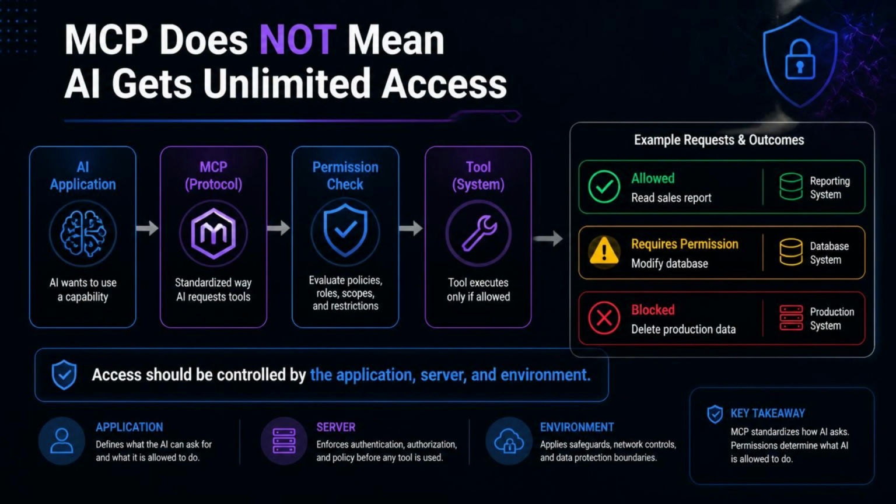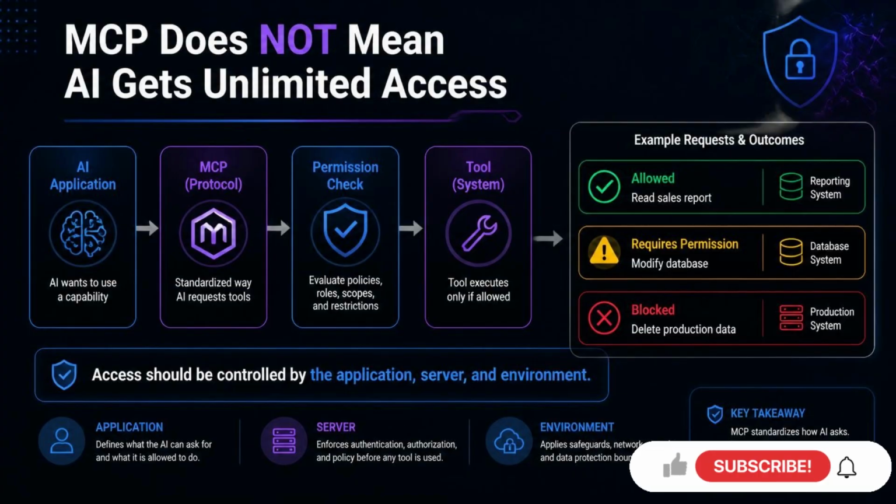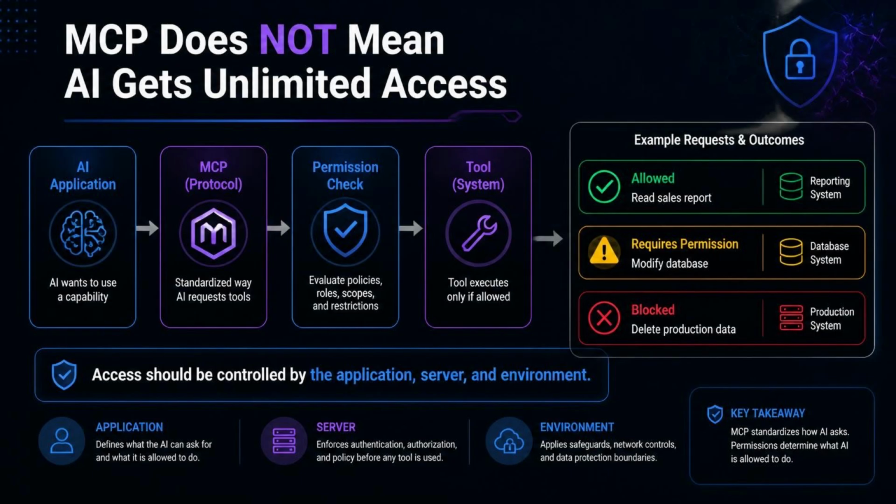But there's an important point. MCP does not mean an AI automatically gets unlimited access to everything. Permissions and security still matter. For example, an AI might be allowed to read a sales report, but modifying a production database could require additional permission, and deleting important data could be completely blocked. So MCP provides a communication mechanism. It doesn't remove the need for authentication, authorization, access controls, or human approval. When AI can take real-world actions, security becomes extremely important.